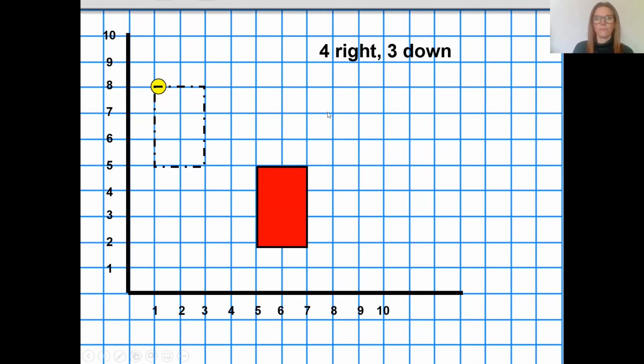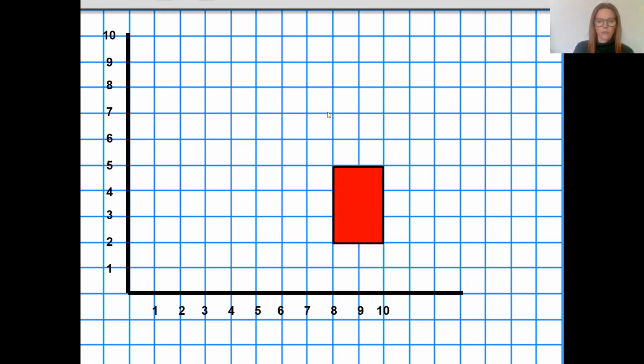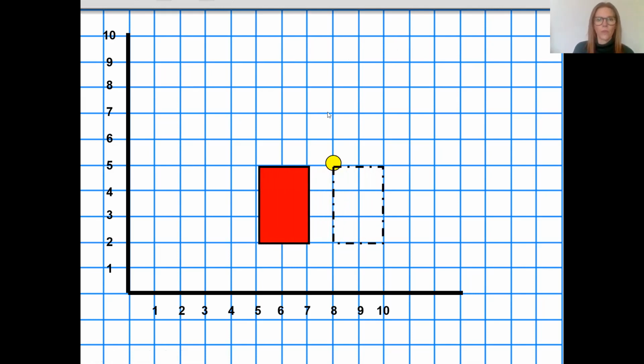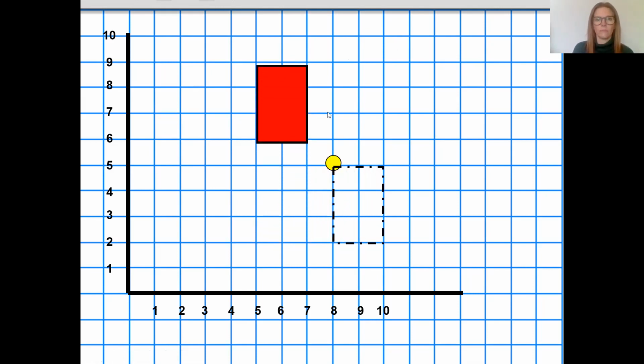So I'll just show you. 4 right, 3 down. And again, another example for you. Let's watch it move. So again, this time it moved 1, 2, 3 left, 1, 2, 3, 4 up.